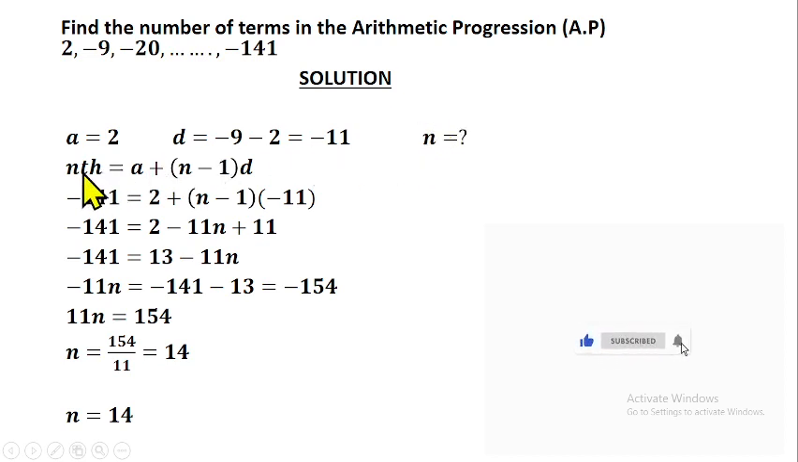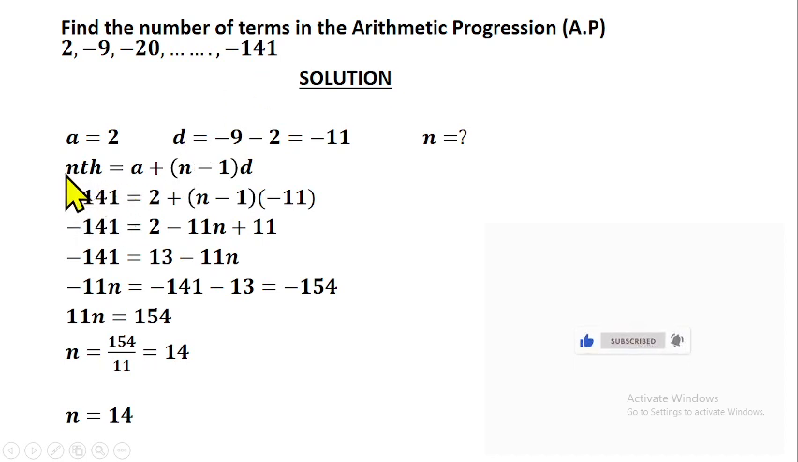So we know that the nth term of an AP is a plus n minus 1 multiplied by d. This nth term means the end term, the last term of an AP, while n means the number of terms we are looking for. We know the last term here, which is minus 141, so that can replace this nth term. So the nth term equals a plus n minus 1 multiplied by d, and this nth term is equal to minus 141.